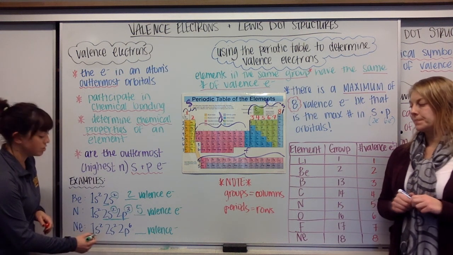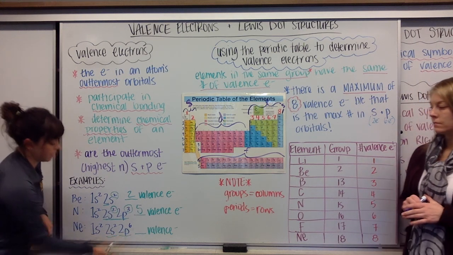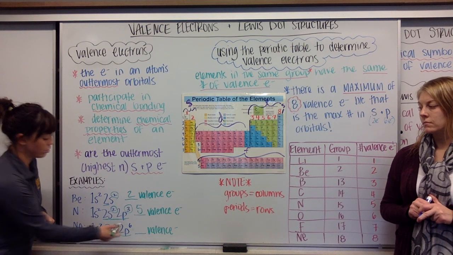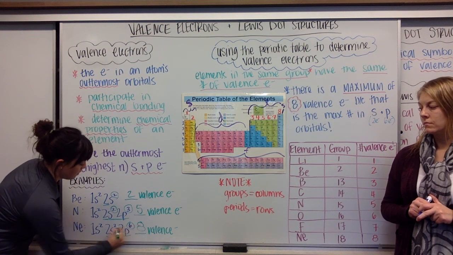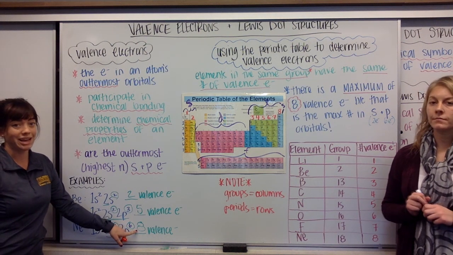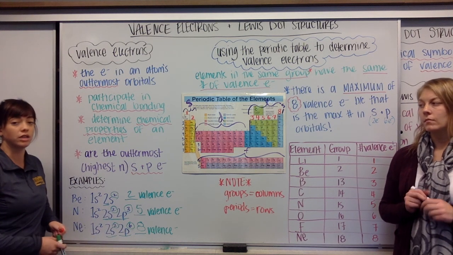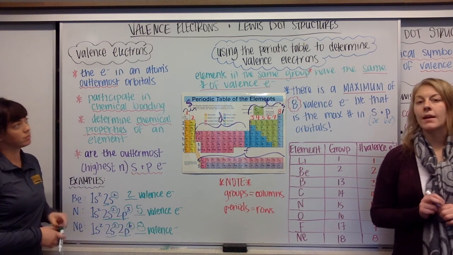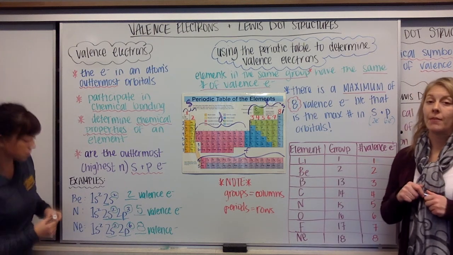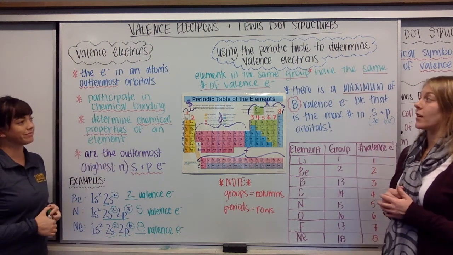And then neon is going to have these, and also in its second energy level for the S and P orbitals, a total of 8 valence electrons. Now the maximum number of valence electrons that we can have is 8, because that's the maximum number of electrons that could be held in an S and P orbital. So we can use these electron configurations to figure out the number of valence electrons that an atom will have, or we can actually just use the periodic table to determine the number of valence electrons.